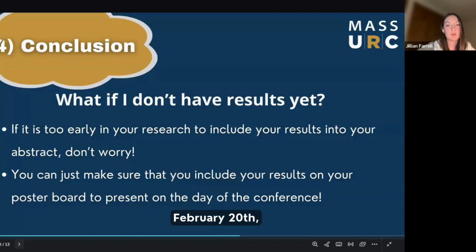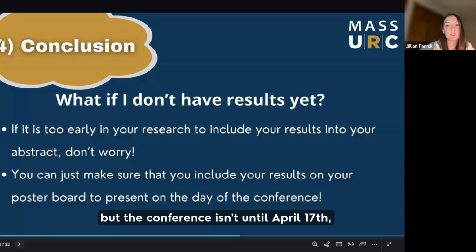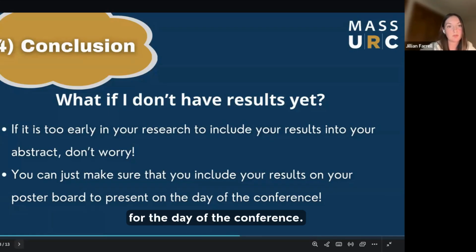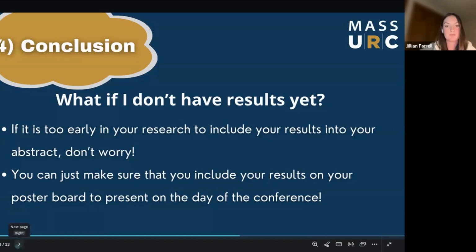Abstracts are due February 20th, but the conference isn't until April 17th, so you still have time to gain your results. If you don't have any results ready by February 20th to add to your abstract, you don't need to worry about it. You just need to make sure you add your results to your poster board for the day of the conference.